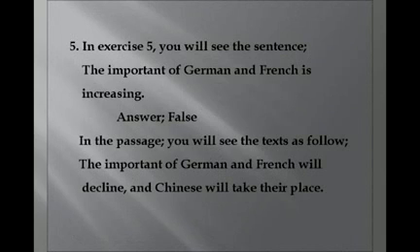5. In exercise 5, you will see the sentence. The importance of German and French is increasing. Answer: false. In the passage, you will see the text as follows. The importance of German and French will decline, and Chinese will take their place.